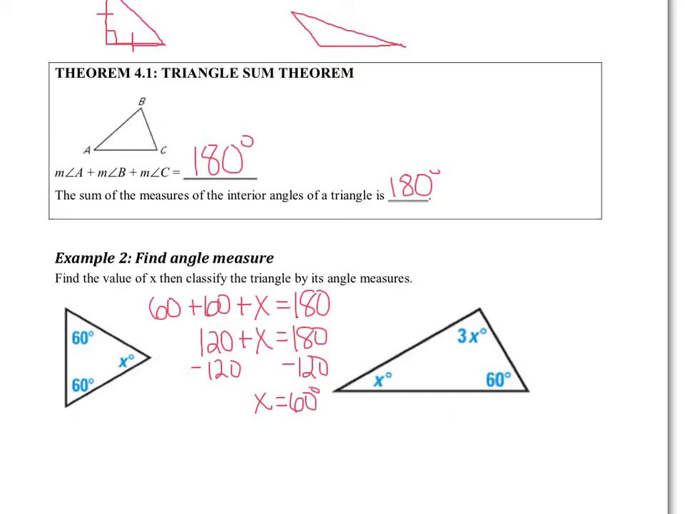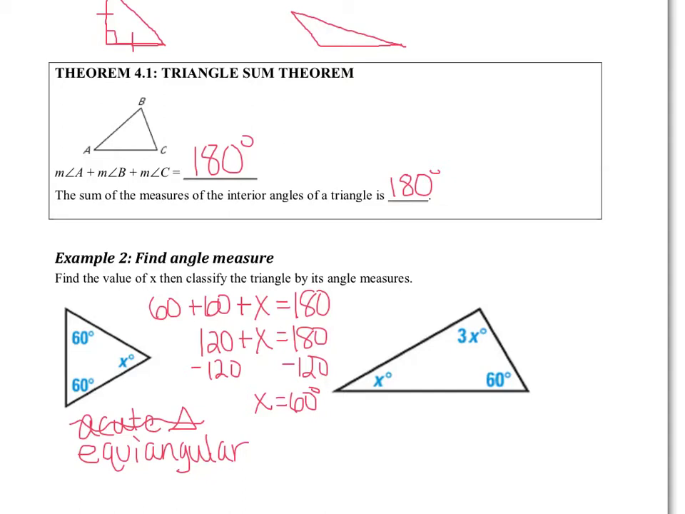And since all my angles are 60 degrees, this is an acute triangle. But even better, since they're all the same, we're not going to say acute, we're going to say it's equiangular. Since all the angles are the same, this is an equiangular triangle. Let's look at our other triangle.